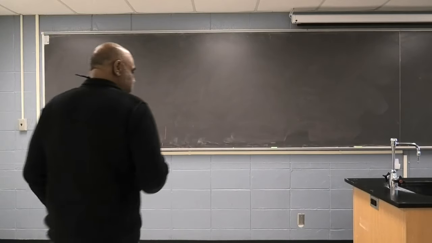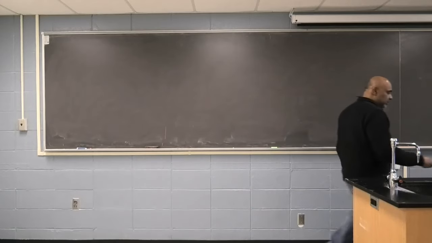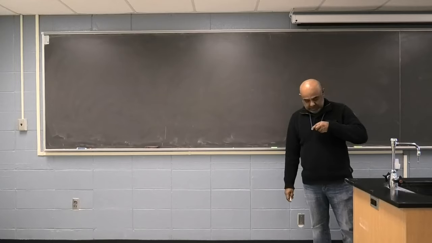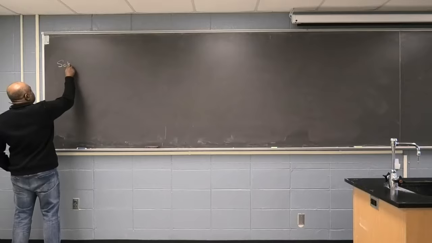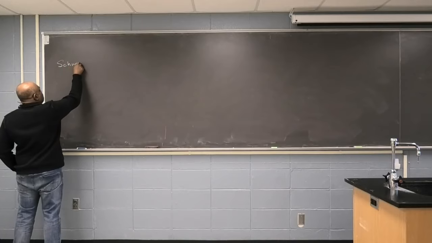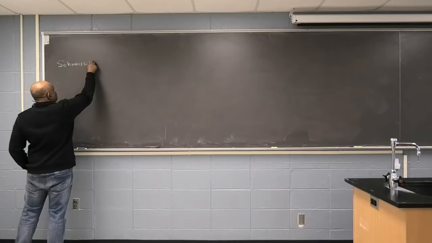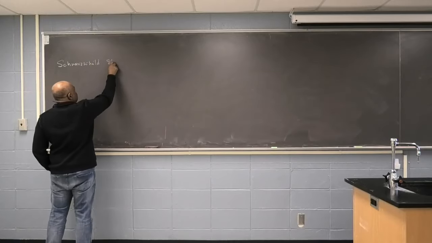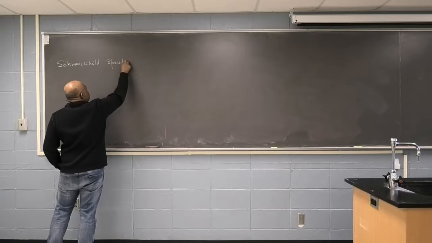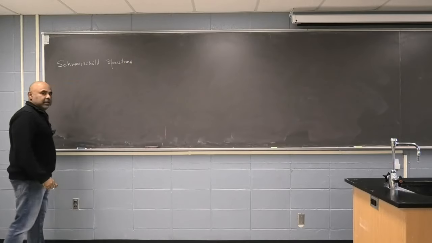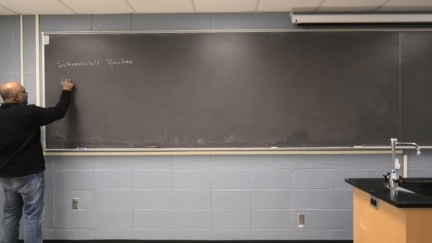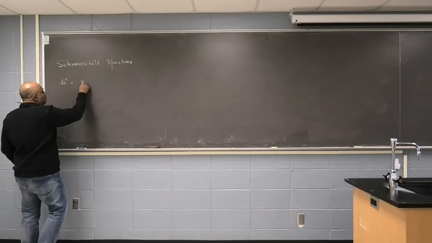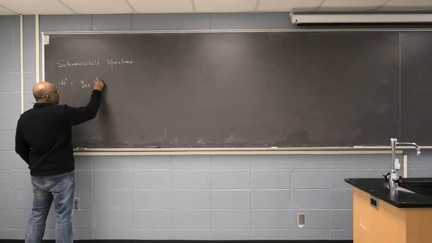Okay, so let's continue with our discussion. We got started with Schwarzschild spacetime, and we discussed how it describes a spherically symmetric spacetime, and therefore one can conclude that it takes on this form.